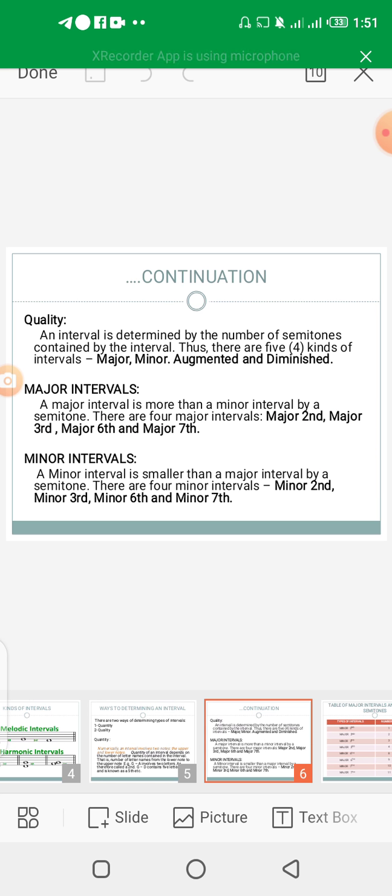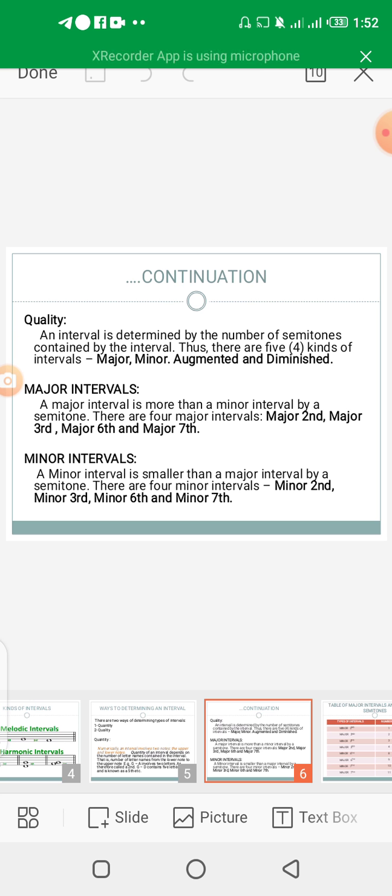Now for the quality, it is calculated with the number of semitones. If you've moved from G to A, the amount of semitones between them is going to make it either a major interval or a minor interval. So an interval is determined by the number of semitones contained by the interval.